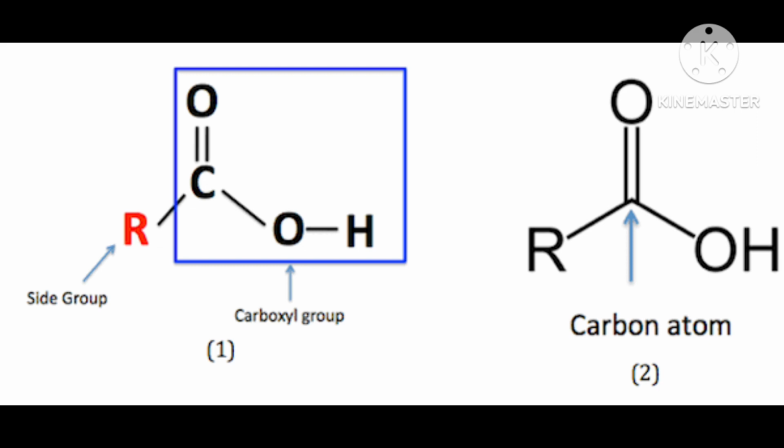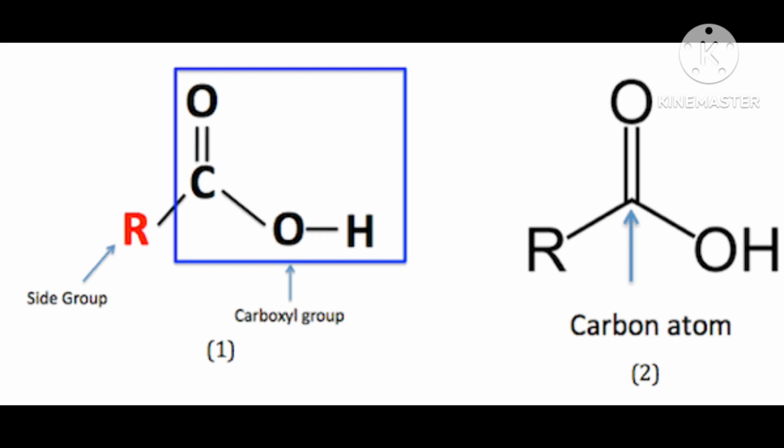Butyric acid means now 4 carbons are there, CH3, CH2, CH2, COOH. Common name is butyric acid, and IUPAC name is butanoic acid. Butane, E gone, OIC added in its place. Butanoic acid. Now another example I am telling you.